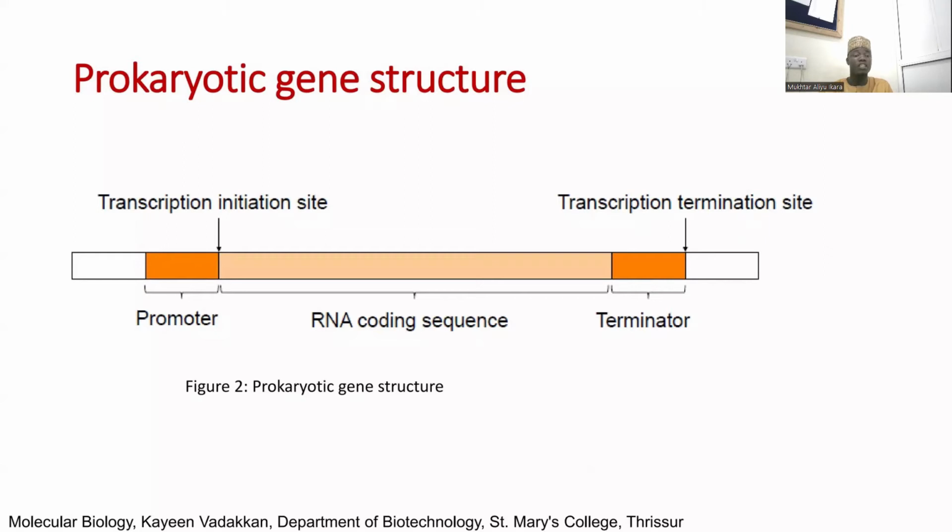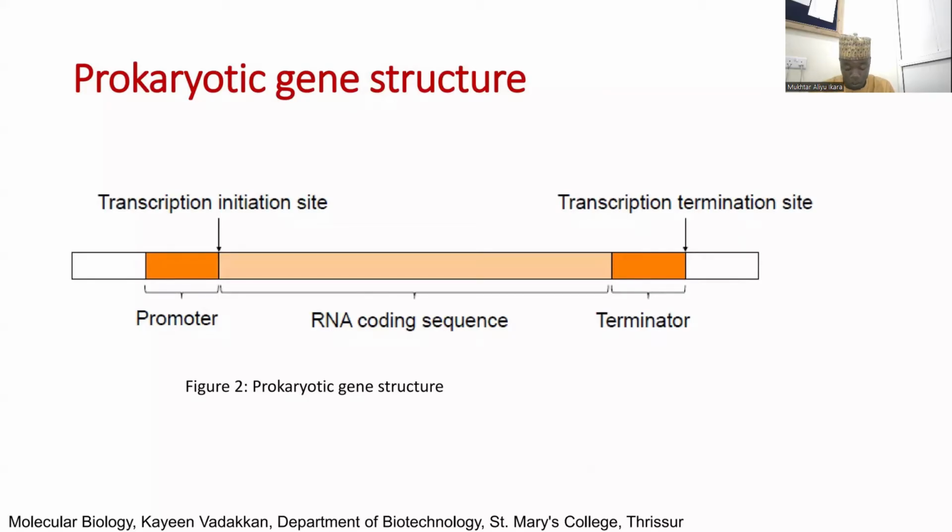And then the promoter region is a region where a protein called RNA polymerase binds and then initiates transcription. And then the terminator region is a region where your transcription stops. Usually you have stop codons.